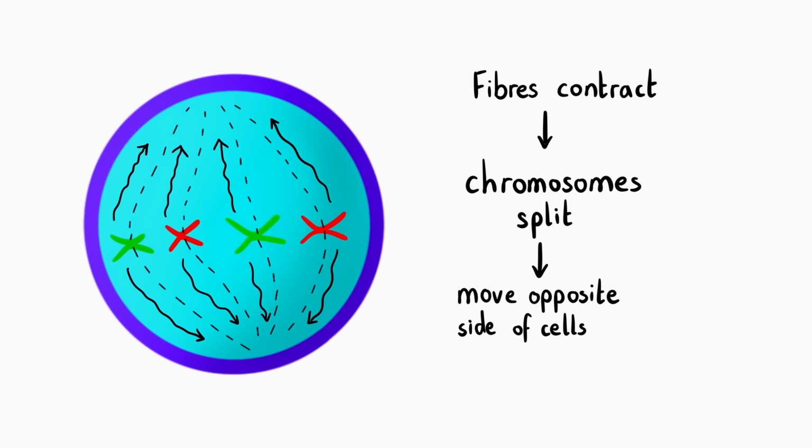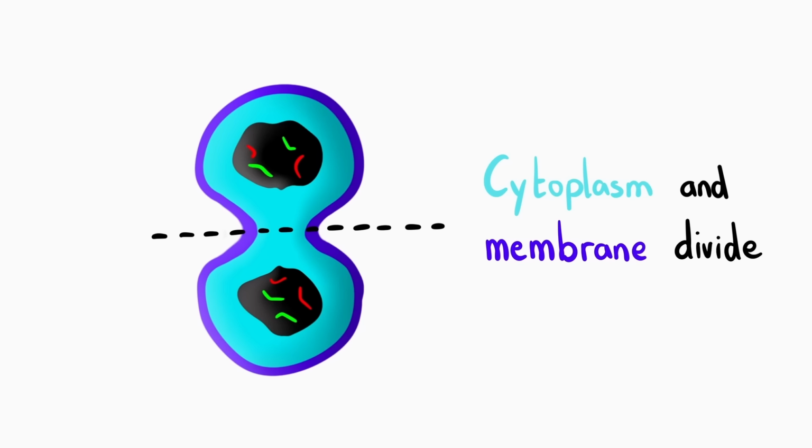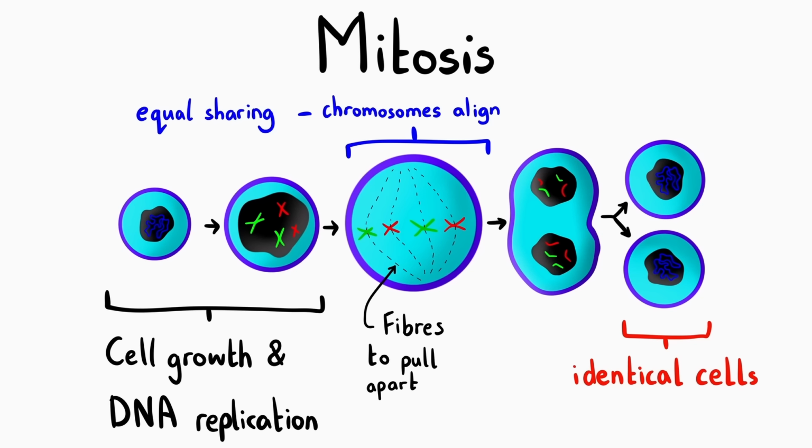Once the chromosomes reach the poles of the cell, new nuclear membranes form around each set, forming two new nuclei. Finally, the cytoplasm and the cell membrane divide. The end result, two daughter cells that are genetically identical to the original parent cell.